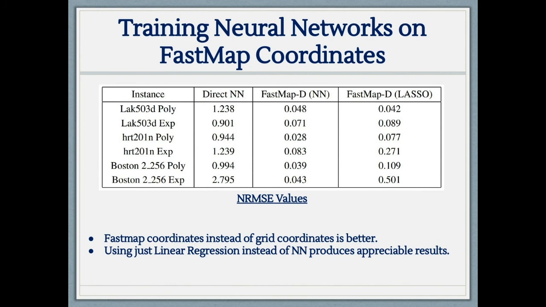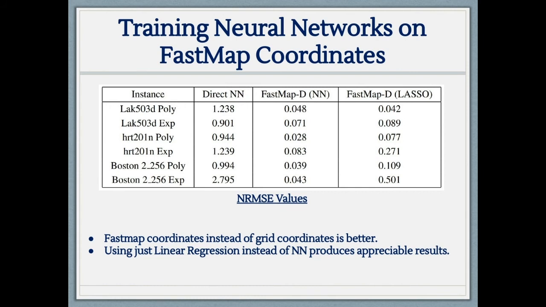Now let's take a look at some results with using fully connected neural networks. When we use the raw XY coordinates of the map to represent the input nodes, it's very hard for the neural network to learn the distances between nodes, as illustrated in the second column of this table. The error seldom drops below 1, and if so, only by an insignificant amount.